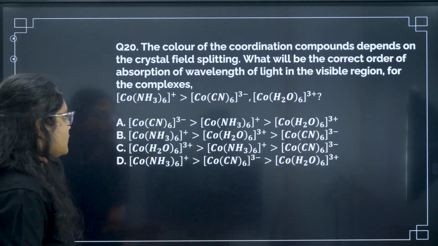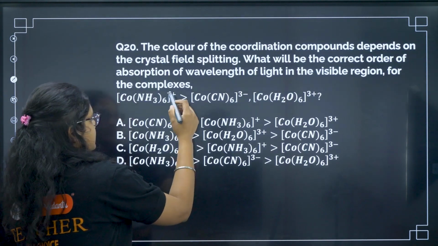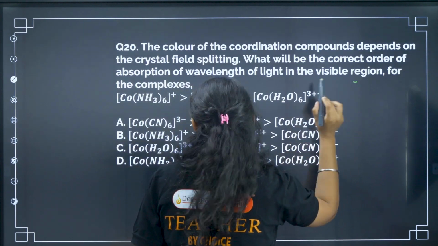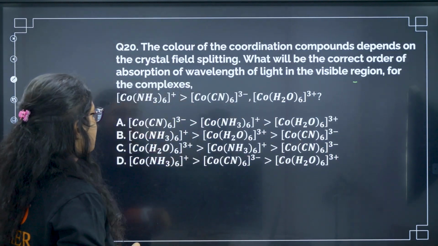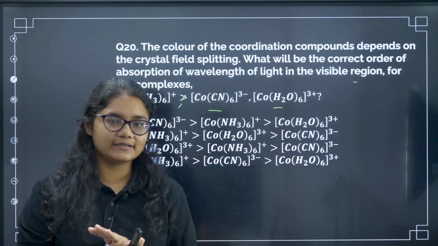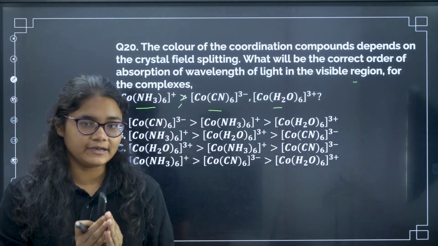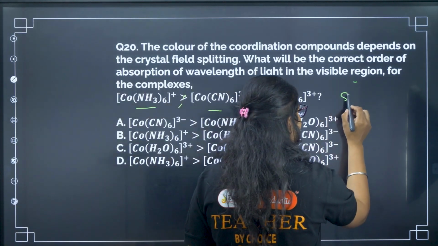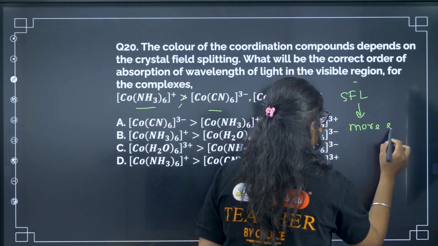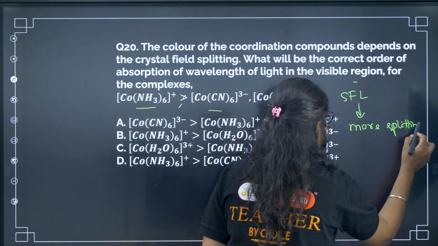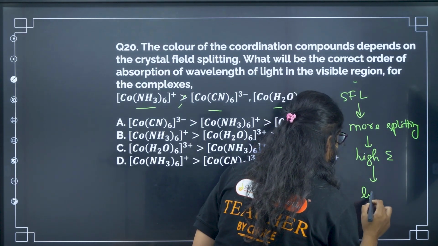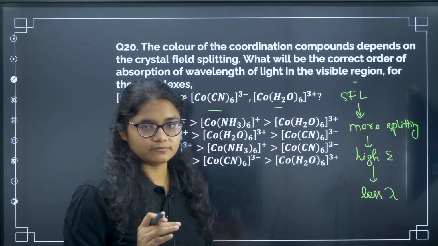Okay, next, the color of the coordination compound depends on the crystal field splitting. What will be the correct order of absorption of wavelength of light in the visible region for the complexes? So we have these 3 complexes, right? This is a little thing that we have to understand. If we have a strong field ligand, then what will happen? It will have more splitting. More splitting means high energy is required, right? If high energy is required, then less wavelength. Wavelength will be very small, right?